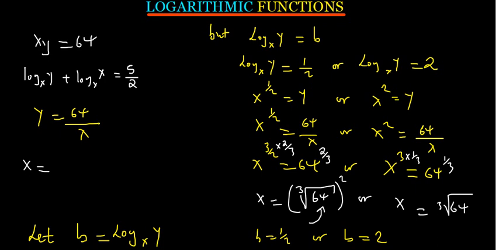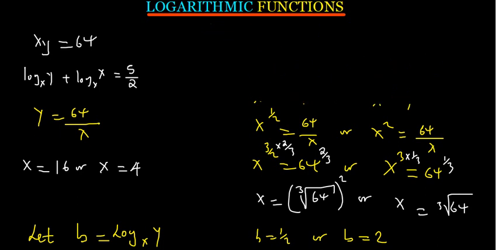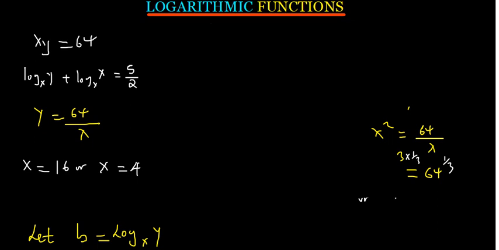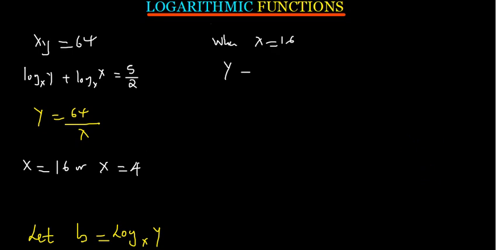What number can we multiply 3 times to get 64? Is that a 4? And then 4 squared, that is 16, or x is equal to the cube root of 64, that is just a 4. Now that we have found x, we can go on and also find y. And how do you find y? Just go in the equation. So when x is equal to 16, y is going to be 64 over 16, and y is going to be equal to 4.